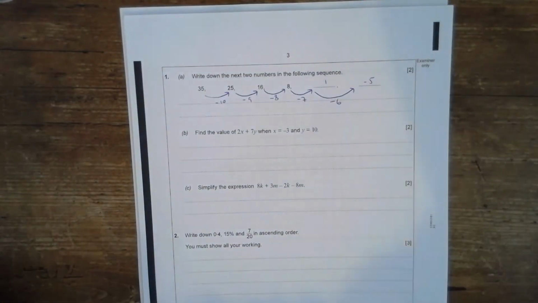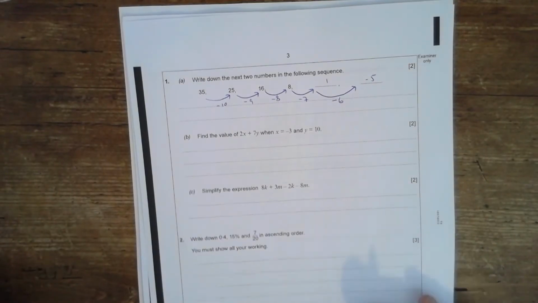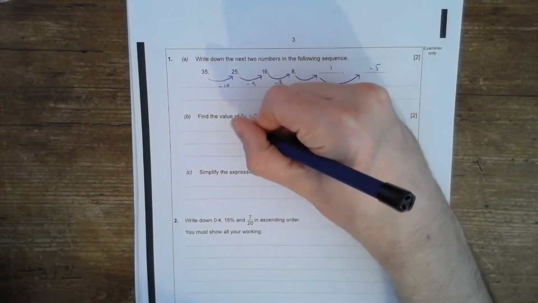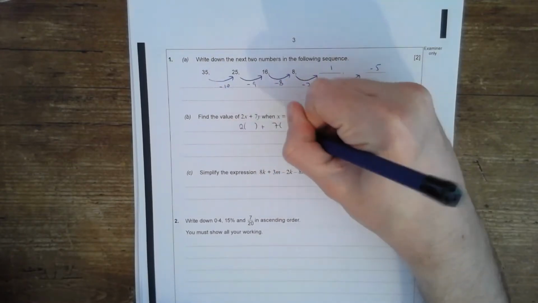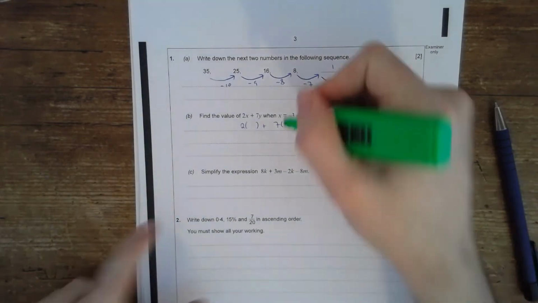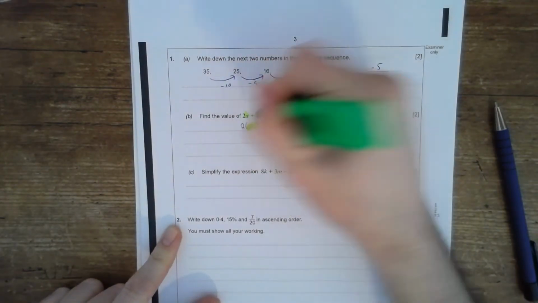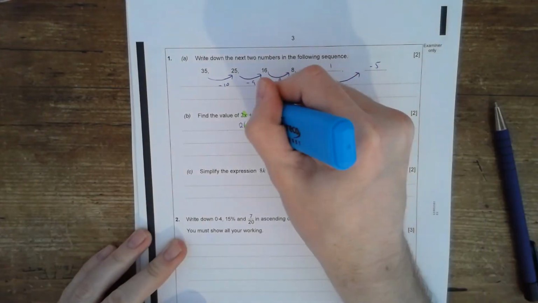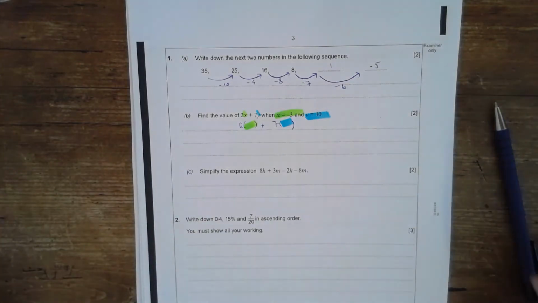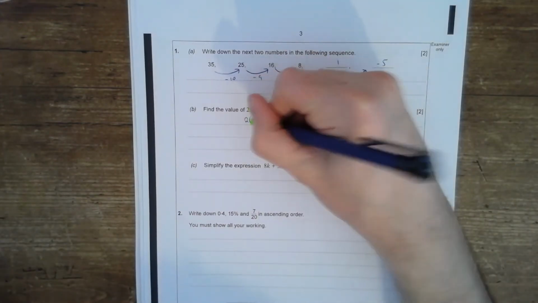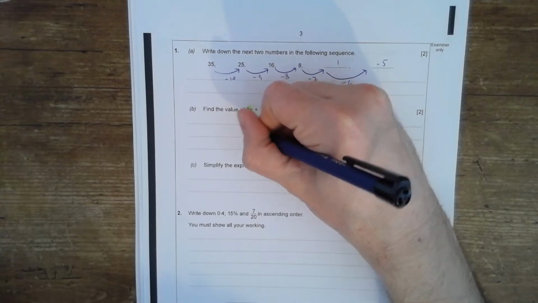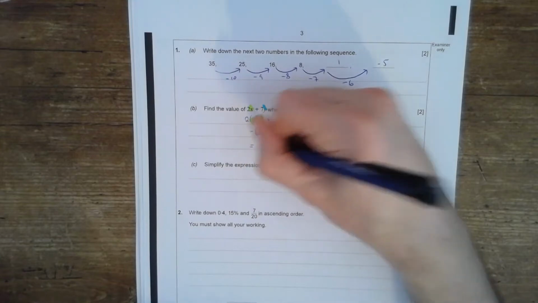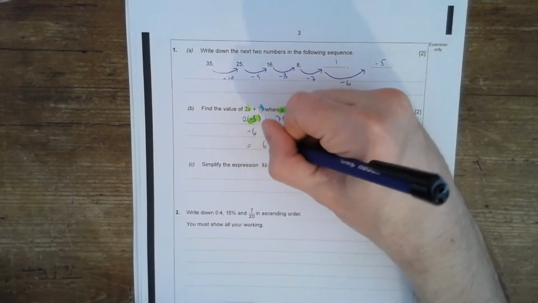The next question says, find the value of 2x plus 7y when x is equal to minus 3 and y is equal to 10. So the first thing I'm going to do is substitute in by changing the letters to open brackets. We're told that x is equal to minus 3, so that goes in that bracket, and y is equal to 10, so 10 goes in that bracket. Touching means timesing, so we get 2 times minus 3, which is minus 6, plus 70. Then to answer that, think of it the other way around: 70 take away 6 is 64.